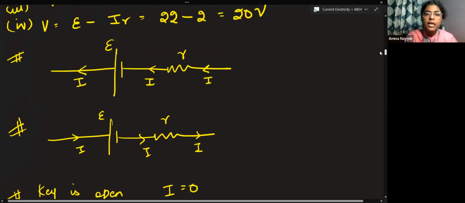See, if the current moves from the positive terminal, completes the whole circuit and enters the negative terminal, if it moves from the positive and ends at the negative, then we use this equation, E minus Ir, which we have studied. By chance, if in the question the current begins from the negative terminal, just in case it has been mentioned to you, then the terminal potential difference V will be E plus Ir for that case.